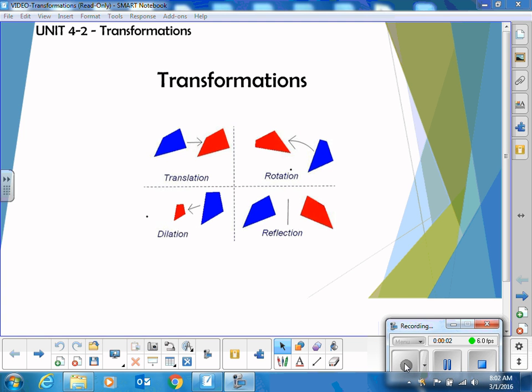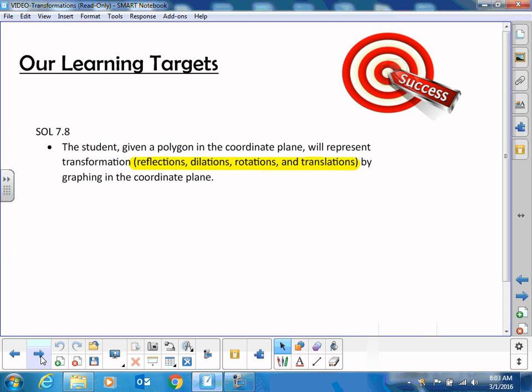Hello, today we're going to do a new lesson for the second half of the fourth unit. Today we're going to be talking about transformations, and there are only four types of transformations. There are translations, which we're going to learn today, rotations, dilations, and reflections.